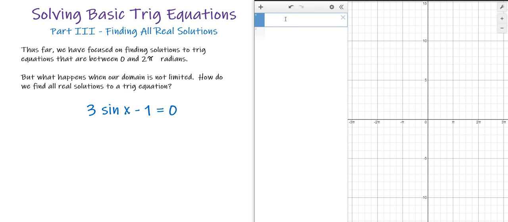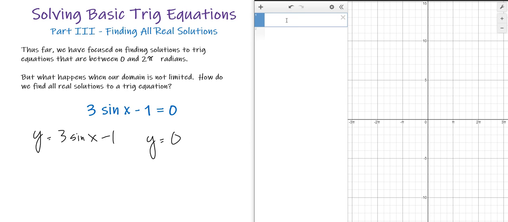So I have up here Desmos, and I have a graph up here, and I'm going to split this equation. I can rewrite this equation as instead y equals 3 sine of x minus 1 and y equals 0. I can set each side of this equation equal to y, and then graphically the answers are going to be the intercepts or the intersections of those two graphs. So let me plug this into my Desmos.